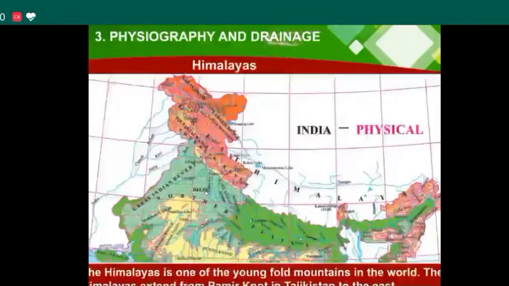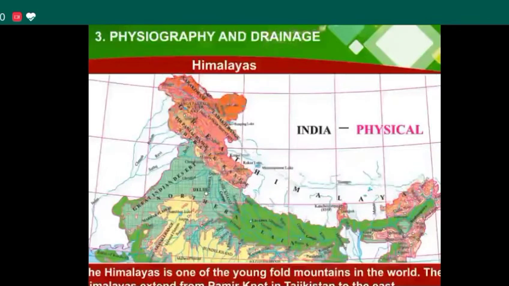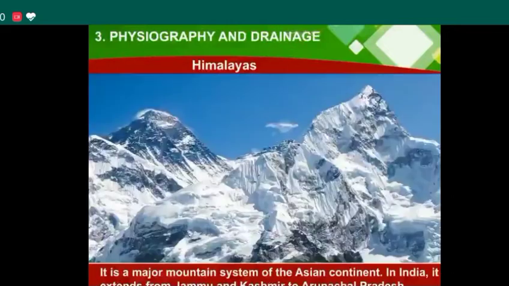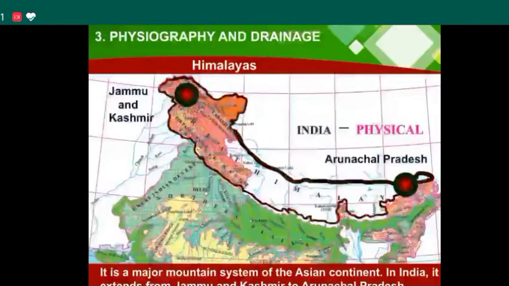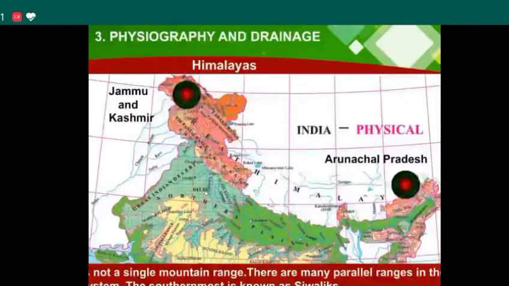The Himalayas is one of the young fold mountains in the world. The Himalayas extend from Pamir in the north, Tajikistan, to the east. It is a major mountain system of Asia. In India, it extends from Jammu and Kashmir to Arunachal. It is not a single mountain, but many parallel ranges in the system.